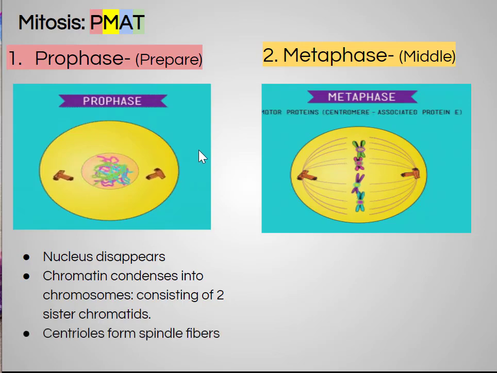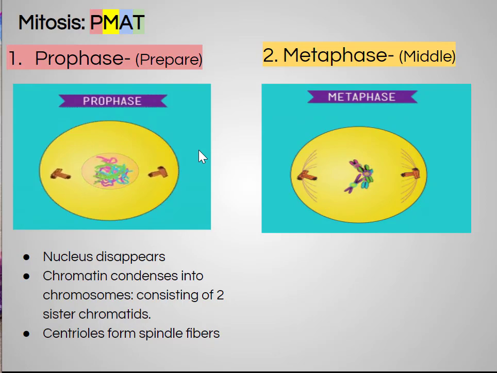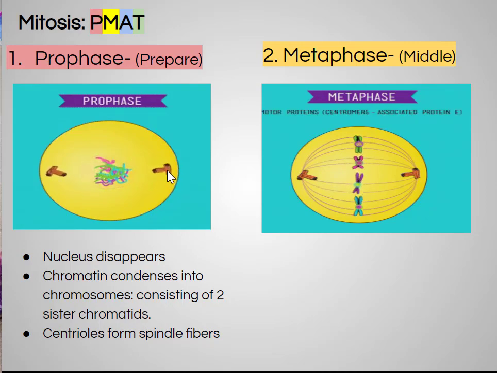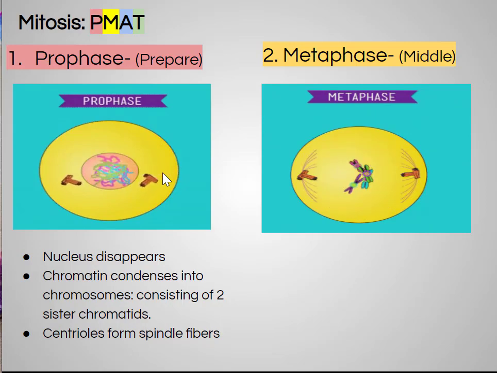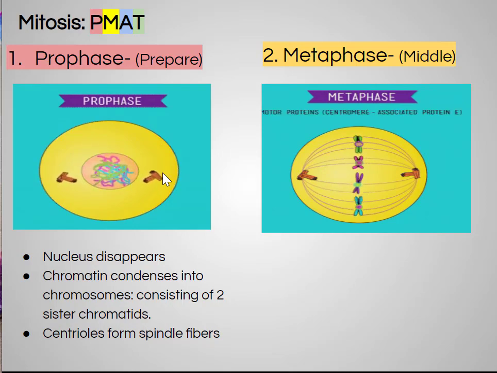Okay, now it says it consists of 2 sister chromatids. That is just referring to the X, the one side of the X and the other side of the X. Okay, the last thing is that the centrioles are going to start to form spindle fibers. Now on your picture, I want you guys to label the centrioles, and those are these little tic-tac looking things that are going to the side of the cell. Okay, they kind of look like almost a little T. Please label those on your paper. So this is prophase, and we say prepare because, again, everything is preparing. The nuclear membrane's disappearing, our chromosomes are condensing, and our spindle fibers are starting to get made.